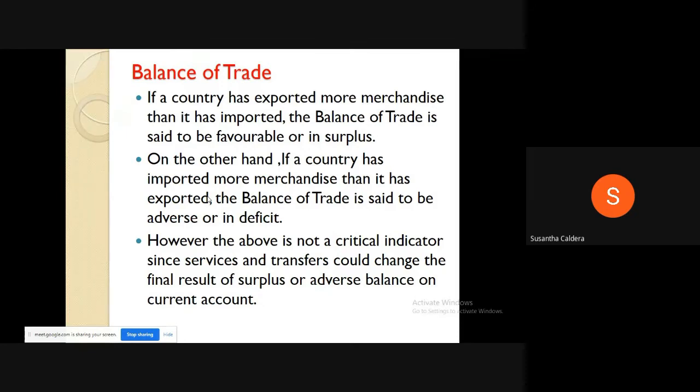But the current account balance may be affected not only by imports and exports, right? There are other factors also, like services and transfers.